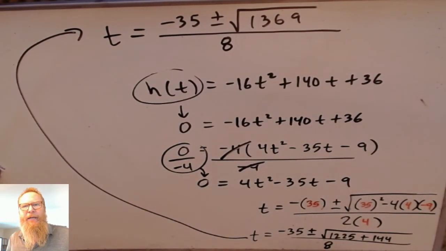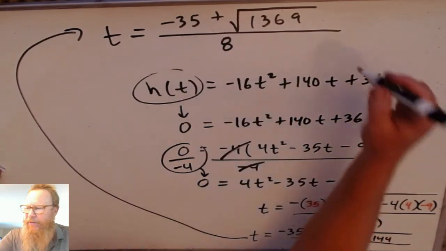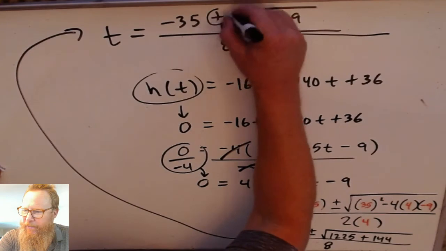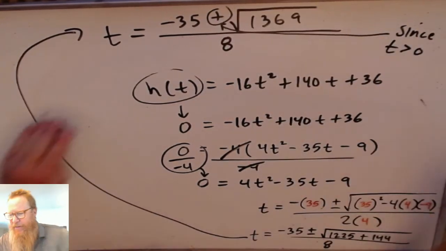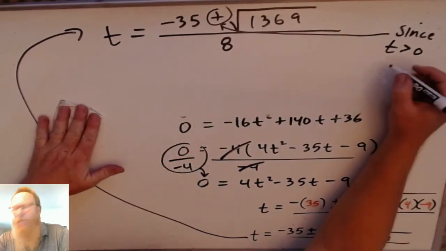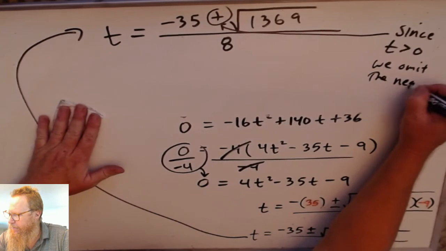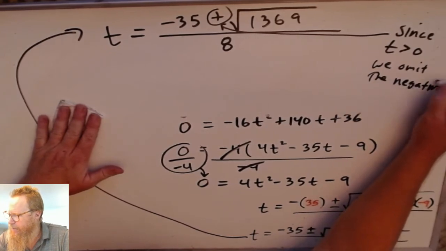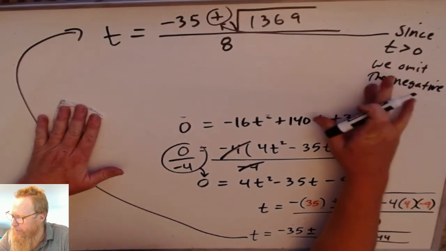Okay. And then remember, time can't be negative. So since time can't be negative, we omit the negative radical, or the negative root, I'll call it.